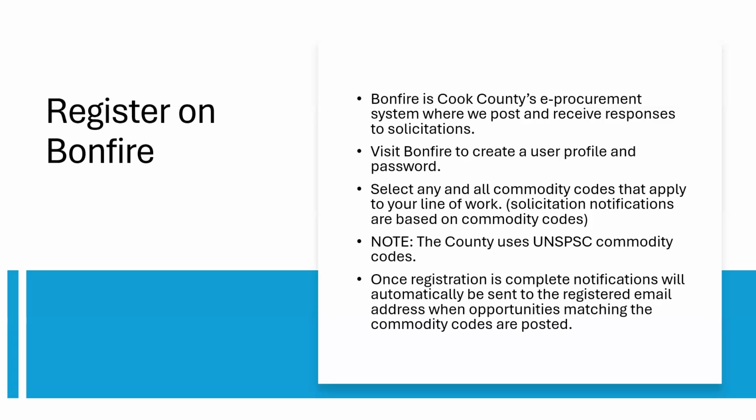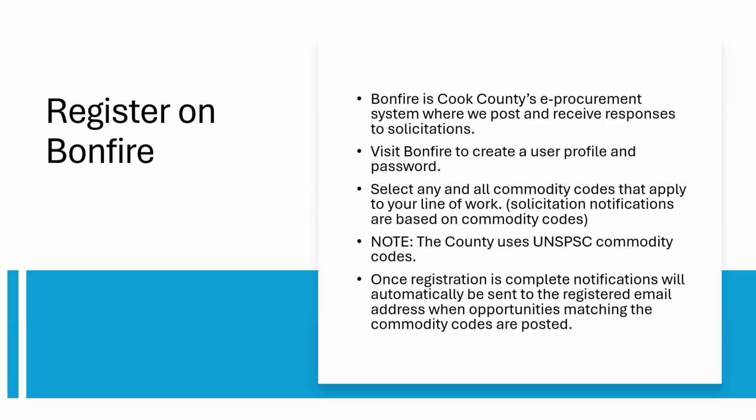Once you start creating your profile, I do want to keep pointing out, and I hate to keep repeating this, but make sure you select any and all commodity codes that apply to your area of work. Because when we post solicitations, we post by commodity code. So you won't automatically be notified just because you're registered. If the system does not pick up on a commodity code on your profile, it won't send you a notice. So make sure you register for anything that applies. If you are a construction vendor, you might want to select plumbing, electrical, lumber, anything that can trigger the system to send you that notice.